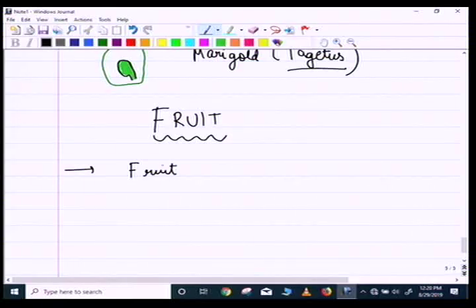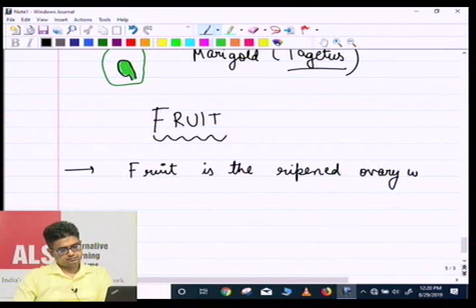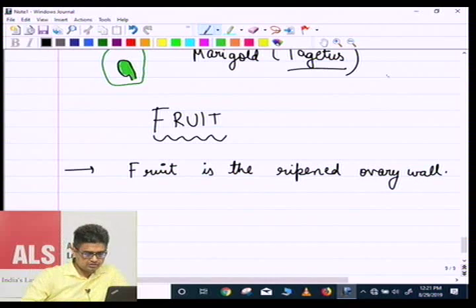So please write, fruit is the ripened ovary wall. Fruit is the ripened ovary wall. Okay? So, when you write about fruit, write this. Okay? So, let's move on now. Or you can also say ripened ovary. Ripened ovary is also correct.